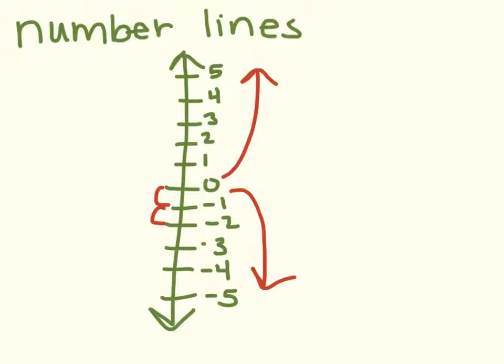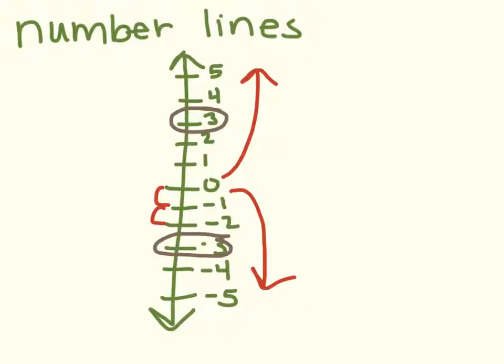Please note that for every positive number, there's a corresponding negative number. For example, positive 3 is 3 steps away from 0. Negative 3 is also 3 steps away from 0, just in the opposite direction. These numbers are called corresponding numbers.